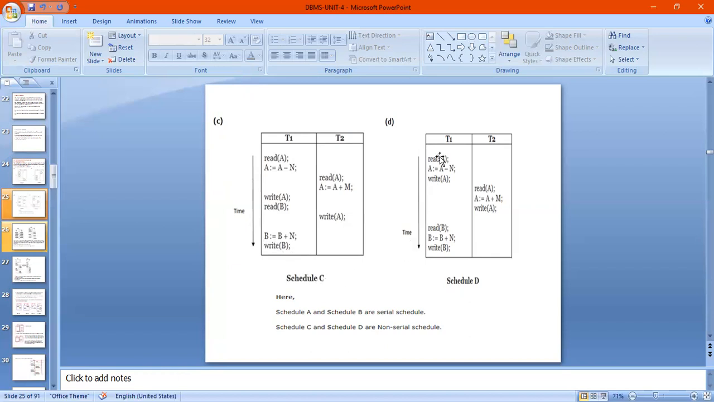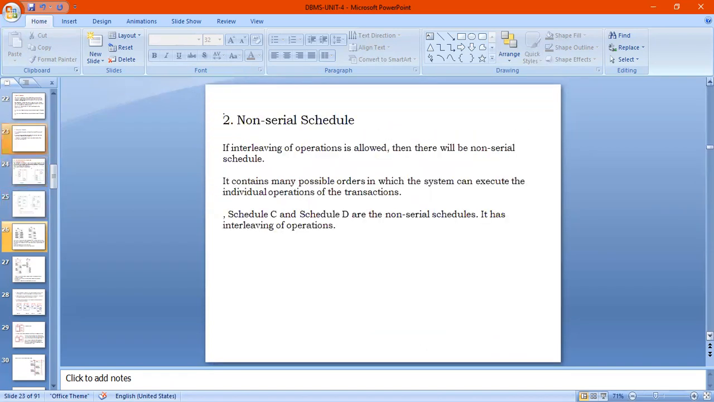Next, in schedule D, let's see the transactions. Read A, A equals A minus N, and write A. Again there is a time slash gap. Read B, B equals B plus N, write B. In this gap, transaction T2 takes place: read A, A equals A plus M, write A. So schedule A and schedule B are serial schedules. Schedule C and schedule D are non-serial schedules, as we have discussed in the previous slides.